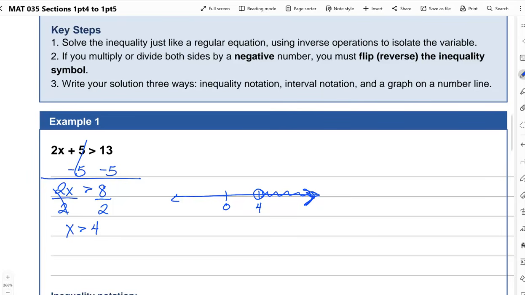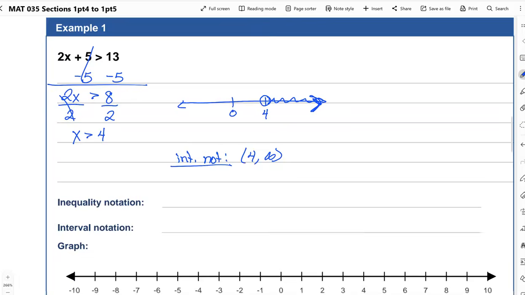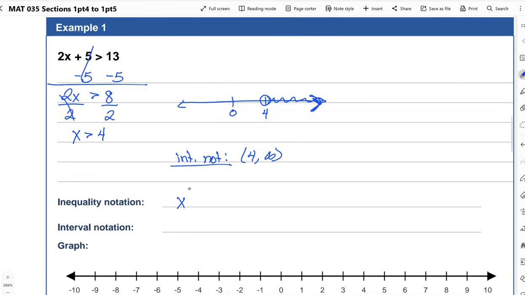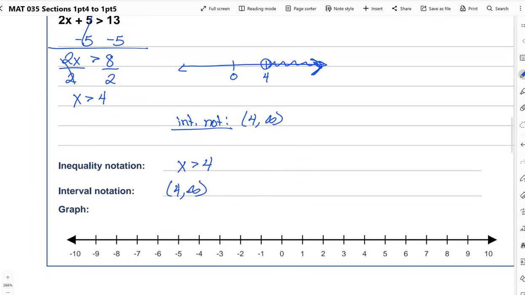And then if I want interval notation, I'll call it INT notation. It would be parentheses 4 to infinity, close parentheses. So inequality notation would be x is greater than 4. Interval notation would be 4 to infinity. And then we've got the graph down here, open circle at 4, shaded to the right.